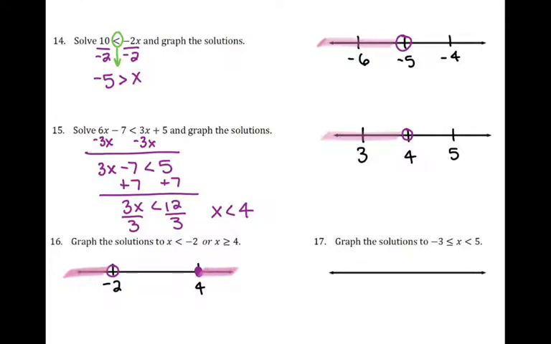All right, number 17. Graph the solutions to -3 is less than or equal to x is less than 5. So I'm going to put -3 and 5 on my number line. At -3, I do have the or equal to. At 5, I do not. And if I look at my inequality, my x is sandwiched in between -3 and 5. So that means x has to be in between -3 and 5. So I'm going to shade right in between -3 and 5.